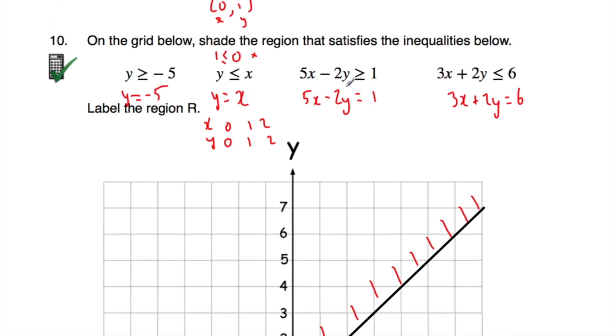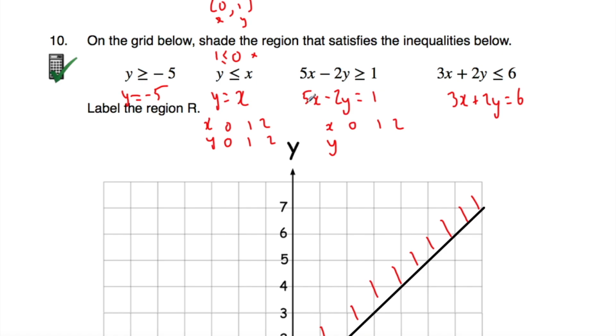That 5x minus 2y is bigger than or equal to 1. Well, let's draw the graph of 5x minus 2y equals 1. So x and y. And it's a calculator question, so that's quite nice. That can help you out whenever you're working these out. Okay, let's choose some values of x. Let's choose 0, 1, and 2. So we've got 5 times x minus 2 times y equals 1.